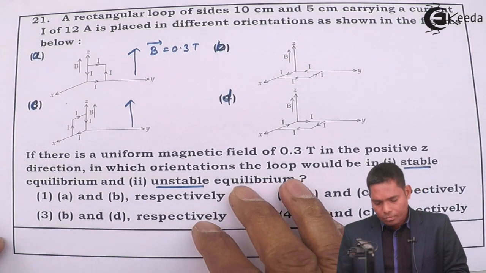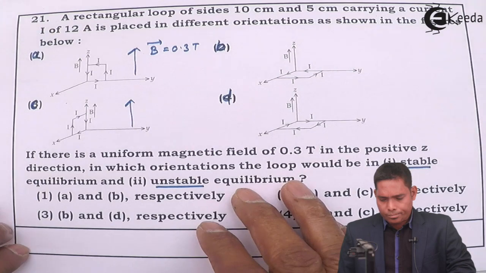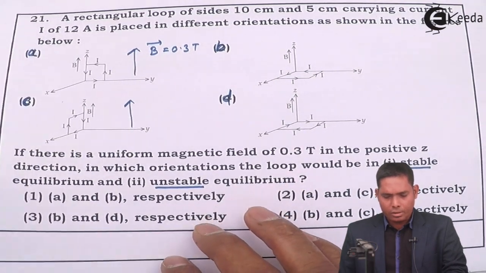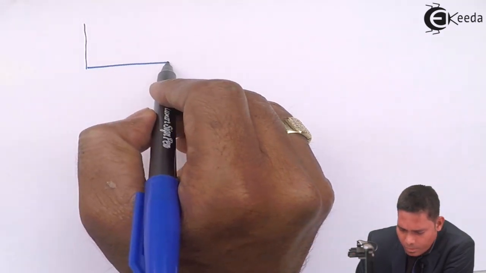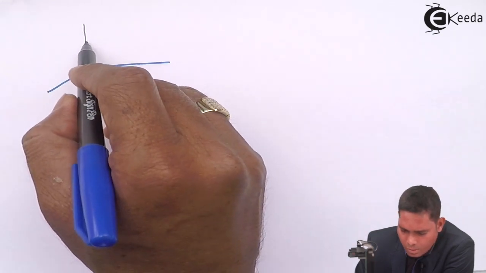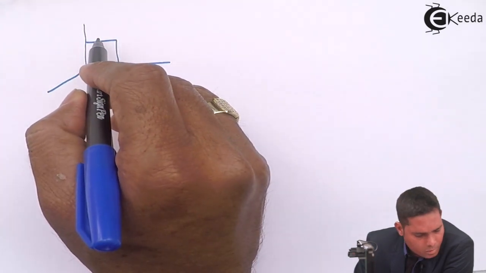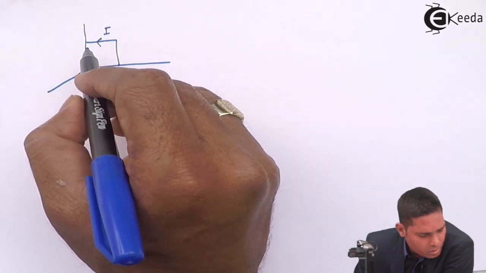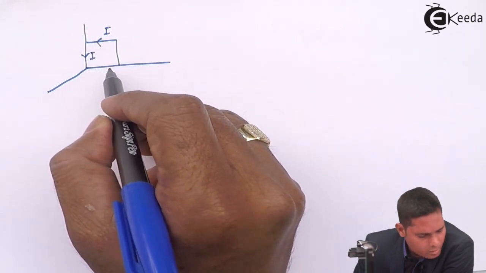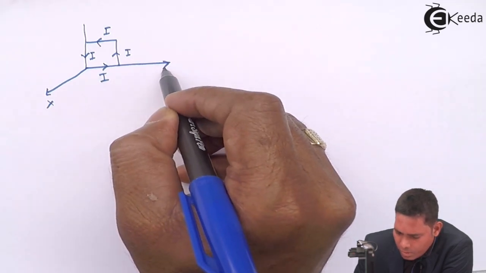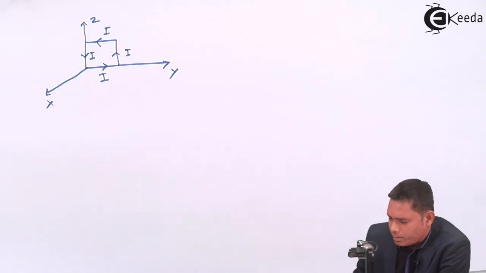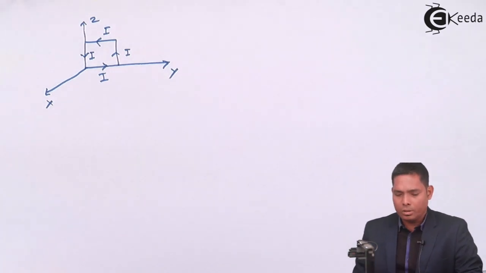Now, let us see the diagrams. Let us discuss one by one. In the first case, the diagram is like this. I'm just copying the diagram. This is the case, and this is your X, this is your Y, and this is your Z, and the magnetic field is in this direction.